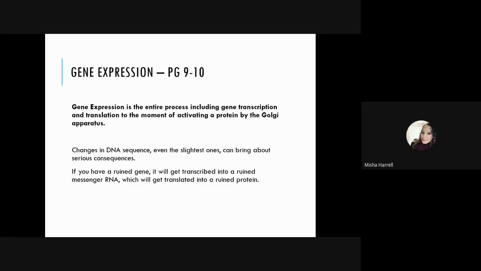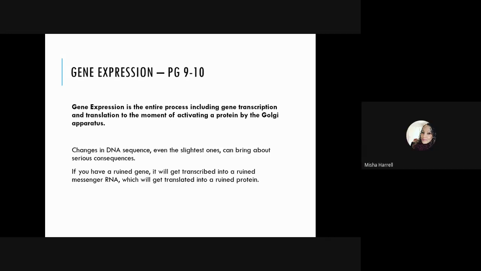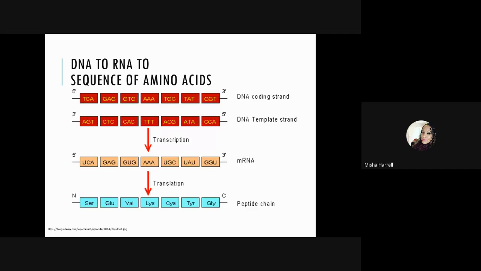Okay. I have a question. Can you go back to the other slide where you showed when it translates the T's to U's? Then you have it going into the peptide chain. How do we know, are we supposed to know what those turn into as well?